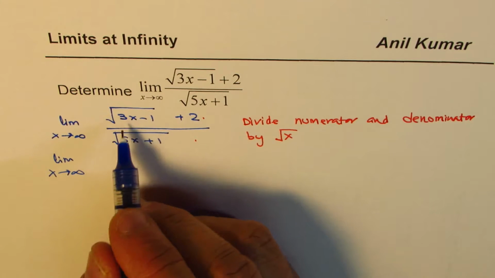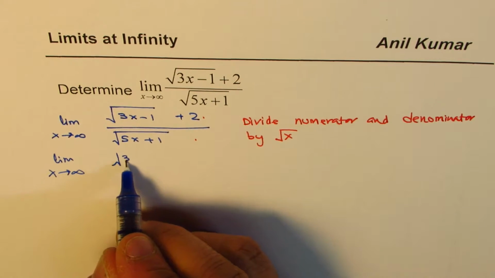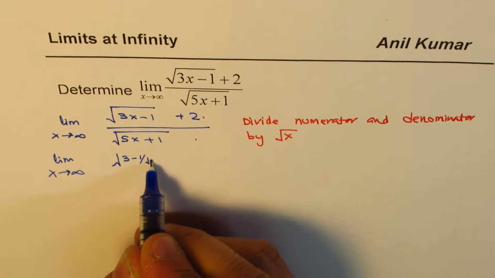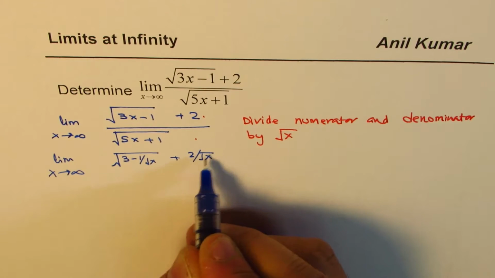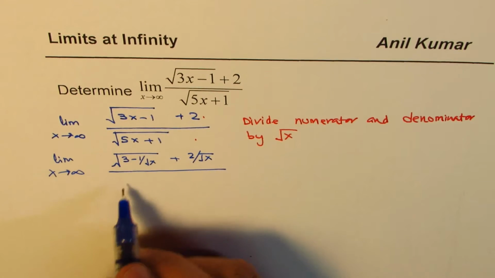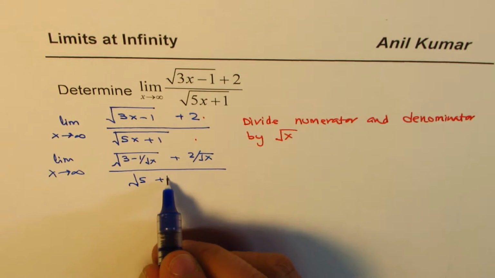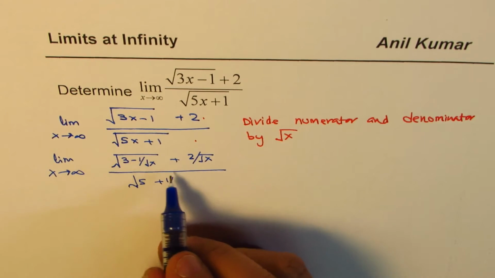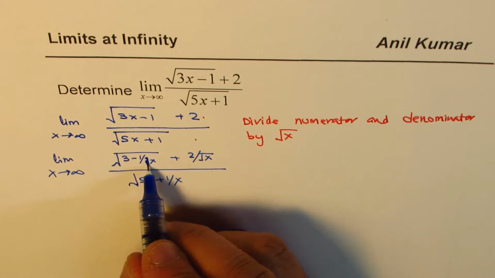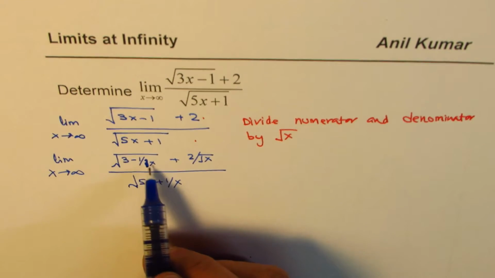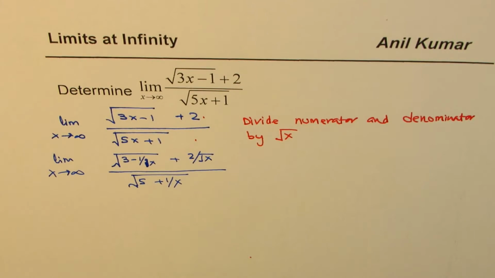So when you divide by square root x, what you get here is, within the square root, 3 minus 1 over x, plus 2 over square root x. And the denominator you get, within the square root, 5 plus 1 over x. I'm sorry, it is not square root x, this is just x. We have taken it inside the square root, so that is what you get, 1 over x.